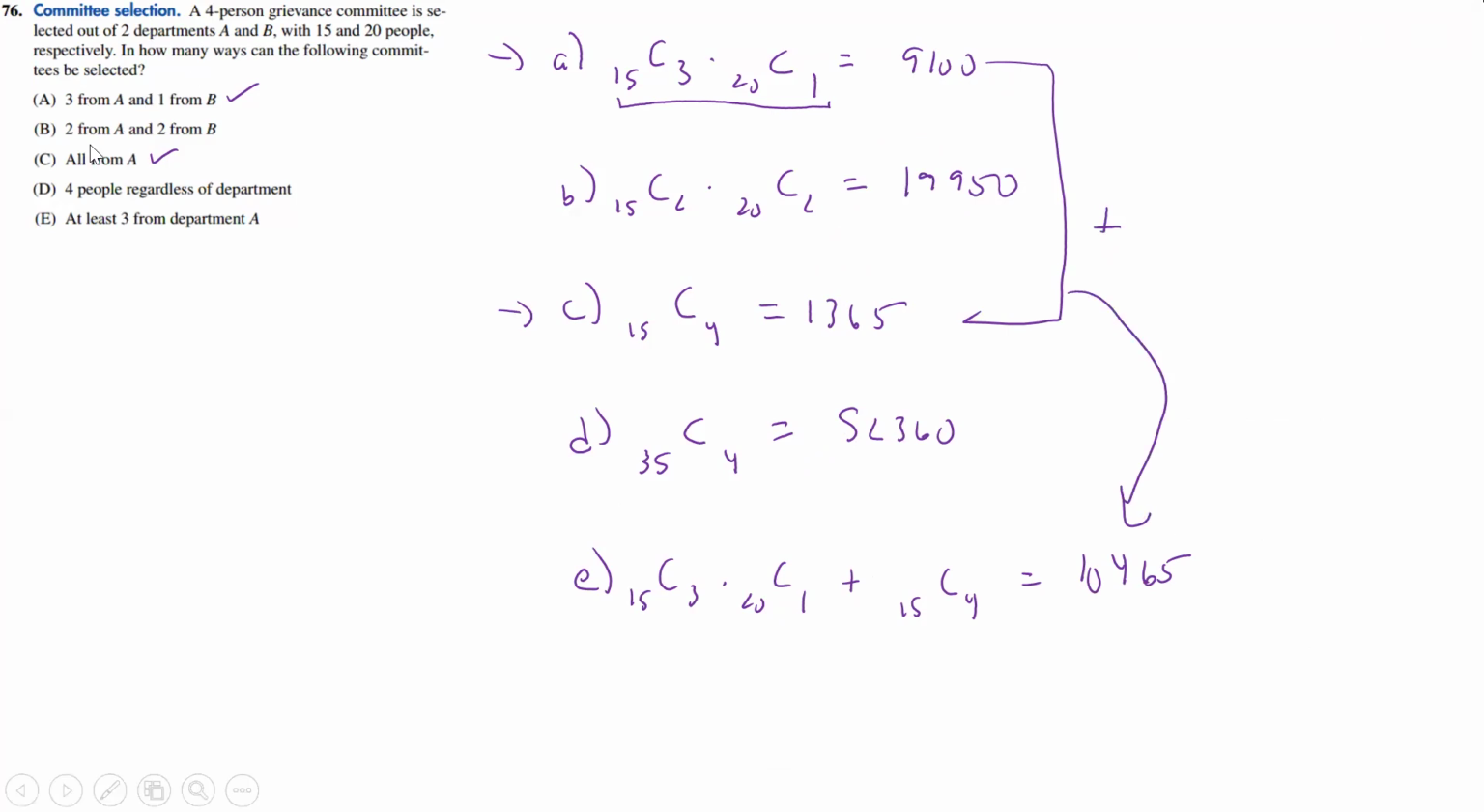And again, you just have to go piece by piece by piece. And the hardest one probably was the last one where we had to decide what does at least three from Department A means. Well, we can have three from there or we can have four from there. So at least means we have that or greater. And so that's why we have to add those two pieces together. All right, so let's stop there and we'll come back for one last one, I think.